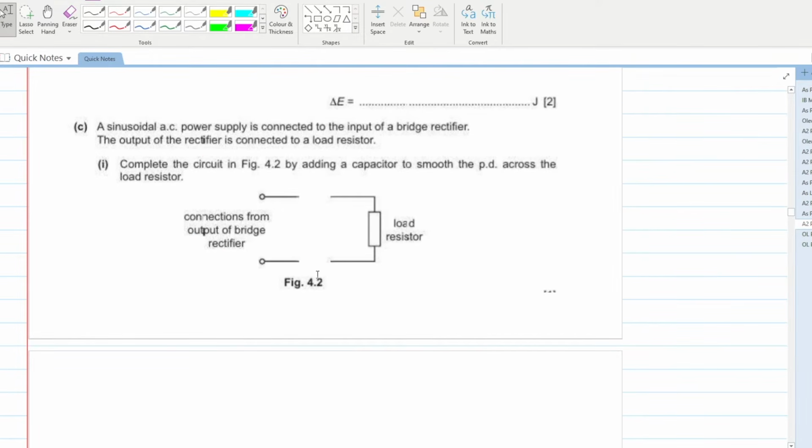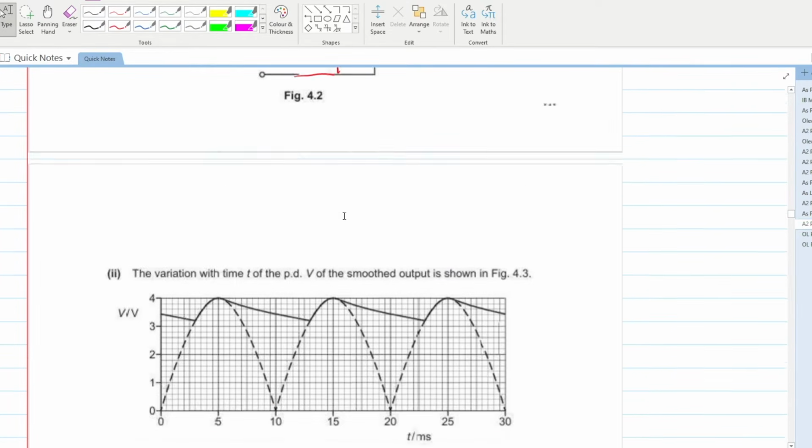A sinusoidal AC power supply is connected to the input of a bridge rectifier. The output of the rectifier is connected to a load resistor. Complete the circuit in figure 4.2 by adding a capacitor to smooth the potential difference across the load resistor. So first of all, let's close these leads and then add a capacitor like this. Or you can do one thing: you can add a capacitor like this. Okay, this is a more appropriate diagram.